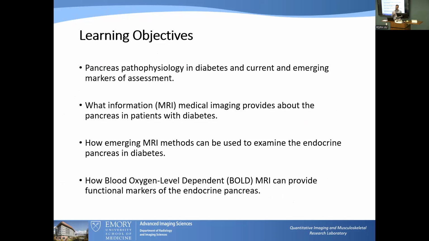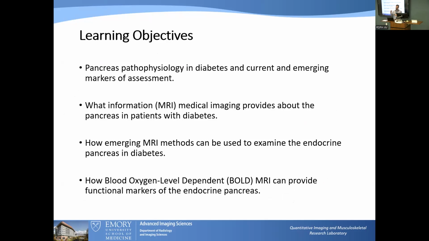So for today, that's just a little bit about me and what our laboratory is focused on in the past. Today, we're moving into uncharted territory for ourselves in my lab. We're going to be talking about the work we've been developing in the pancreas for quantitative imaging of the pancreas.